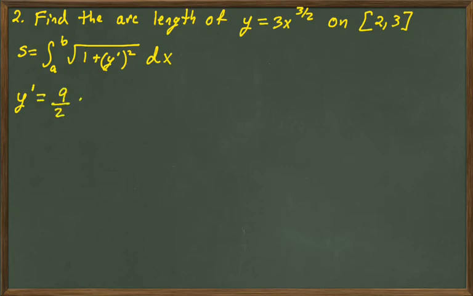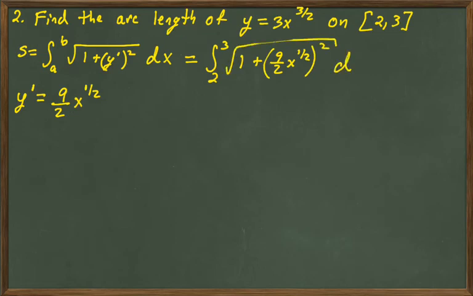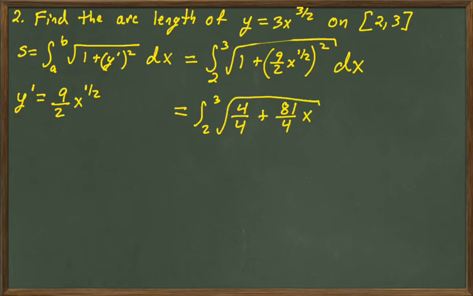So y prime is 9/2 x to the 1/2. Limits of integration are 2 to 3. The integrand is the square root of 1 plus (9/2 x to the 1/2) quantity squared dx. So that's going to be the integral from 2 to 3. 4 over 4 is 1, plus 81x over 4.